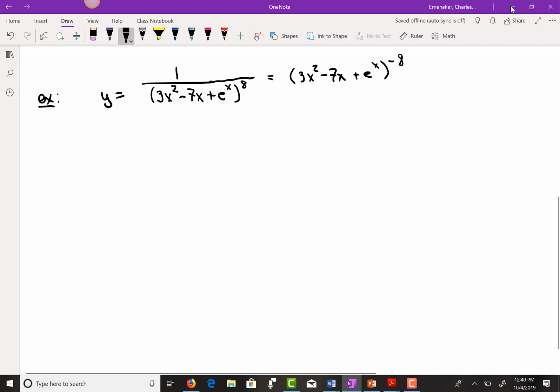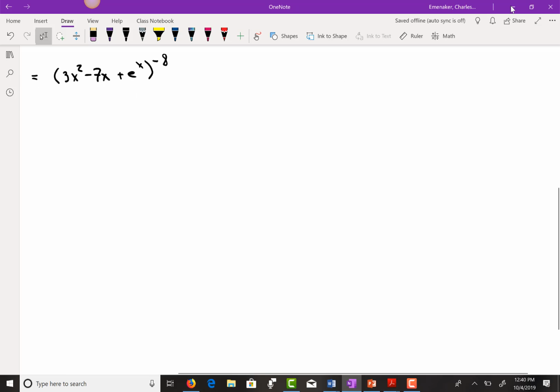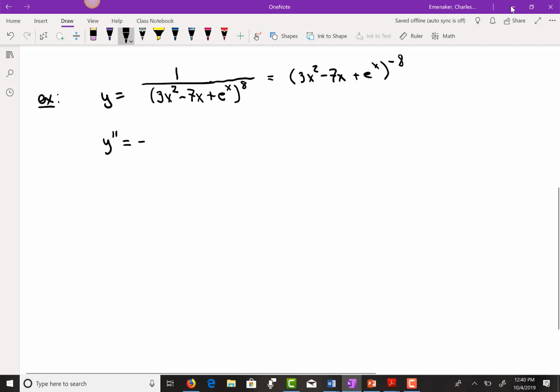Instead of dealing with it as a rational function, I'm going to rewrite it taking advantage of the exponent. Now what we have is a function raised to the negative 8th power applied to something inside. Oh, this is similar to what we just had before, isn't it? At this point, you can do the derivative fairly painlessly. The derivative will be negative 8, whatever's inside. Let's see, be careful. Is it going to be to the negative 7th or negative 9th? Negative 9, isn't it? Because you're subtracting 1.